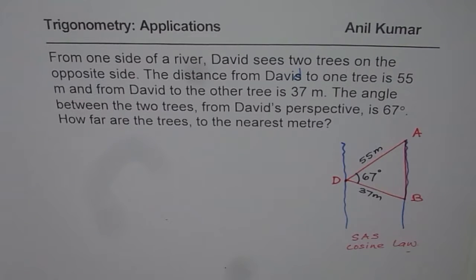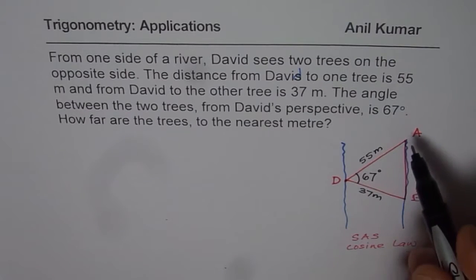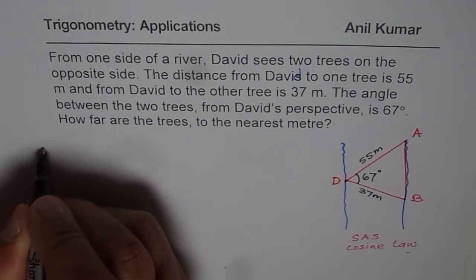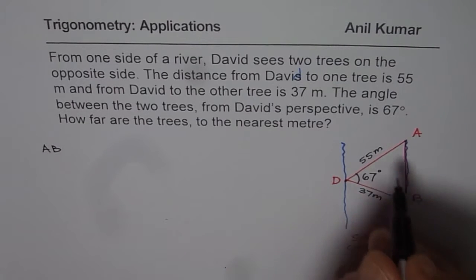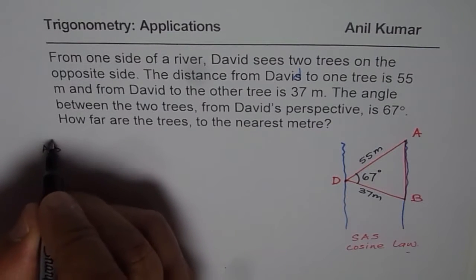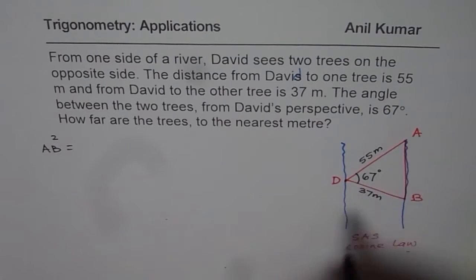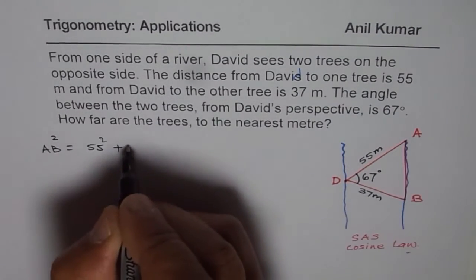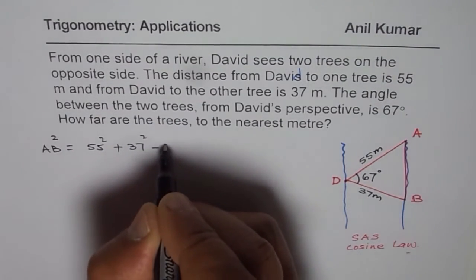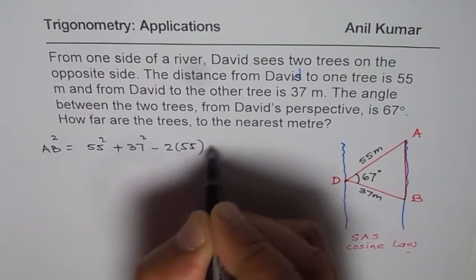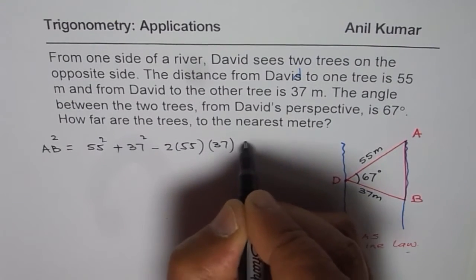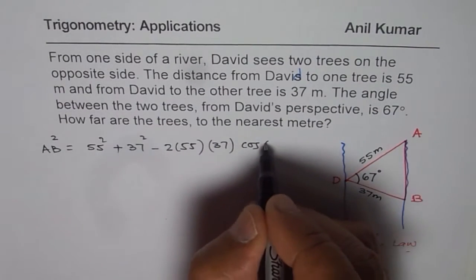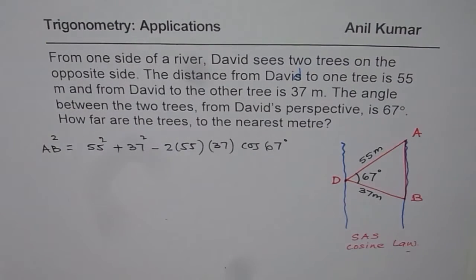Now let's use cosine law and calculate the distance between the two trees, which is AB. So AB is the distance between the two trees. Cosine law means AB square is equal to the square of these two, you have to add them up, 55 square plus 37 square, take away 2 times 55 times 37 times cosine of the angle in between, 67 degrees, right? So that is what you have to do. Let us calculate.